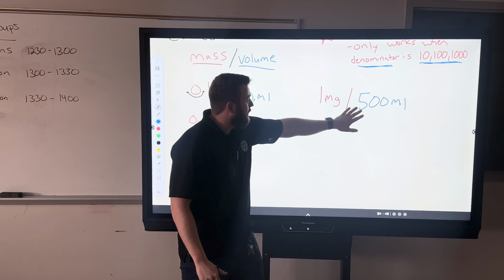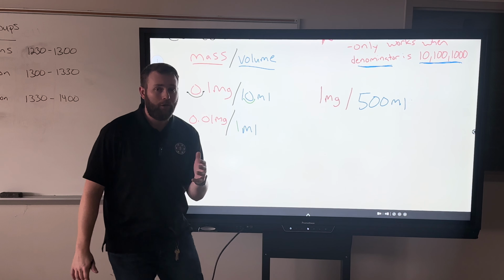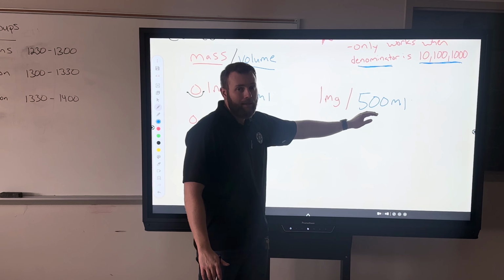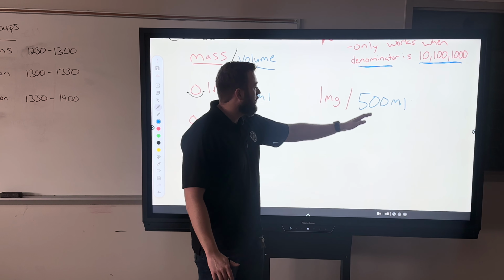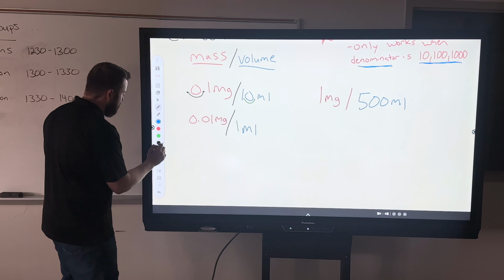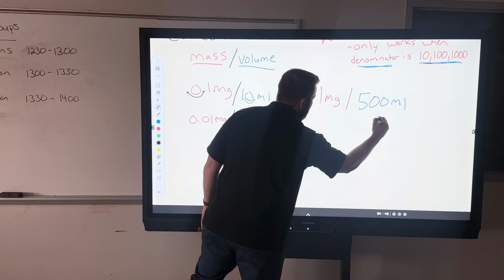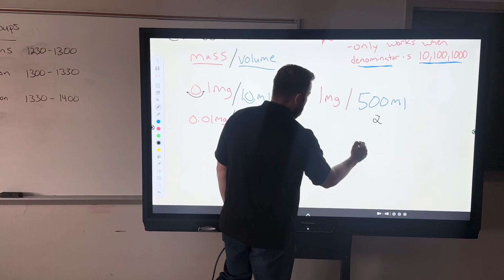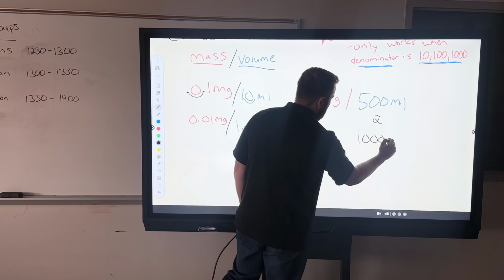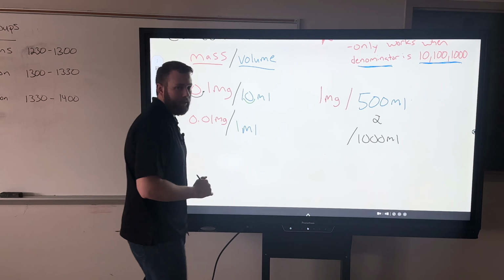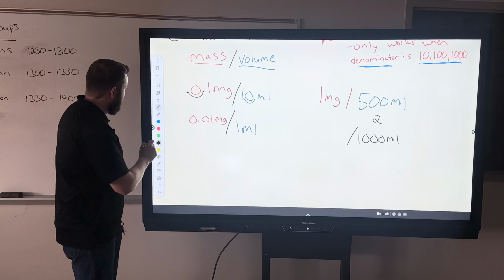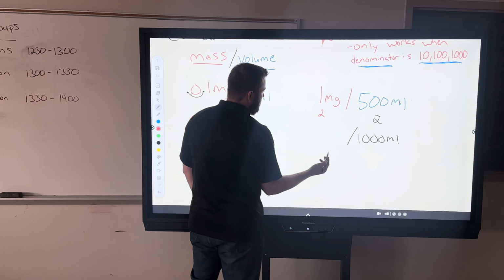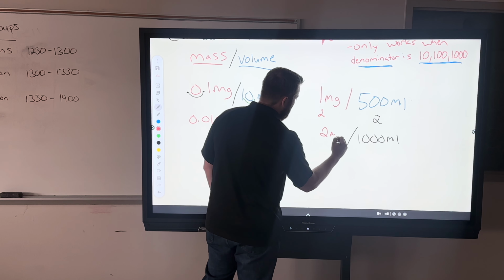Now, if you look, 500 is not 10, 100, or 1,000. So if your number here is not 10, 100, or 1,000, it has to be a multiple of one of those. So I know that 500 times a factor of 2 is going to get me to 1,000. When I do it to one side, I have to do it to the other side. So 1 times 2 is going to give me 2.